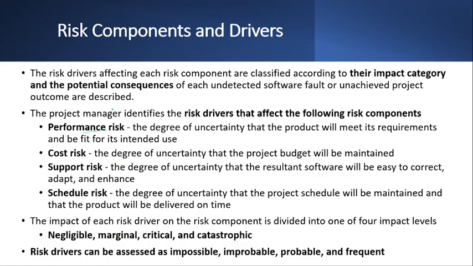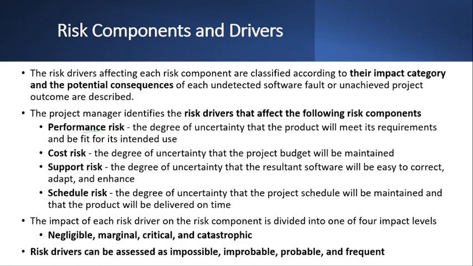So the first component is the performance. There may be an impact on the performance, that is called the performance risk. Then the degree of uncertainty that the product will meet its requirements and be fit for its intended use, that is the performance, isn't it?